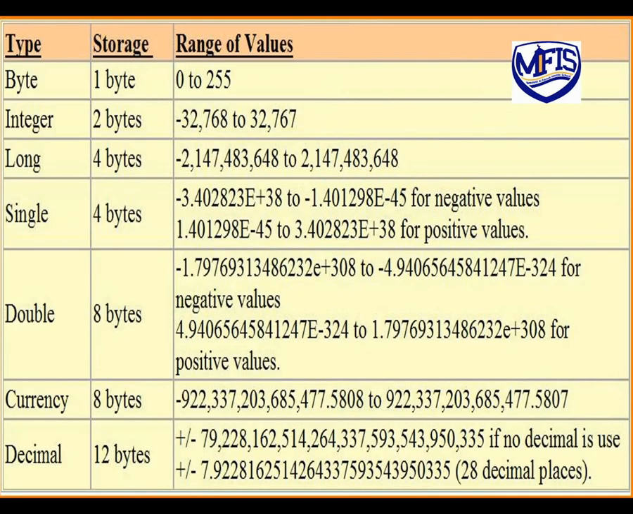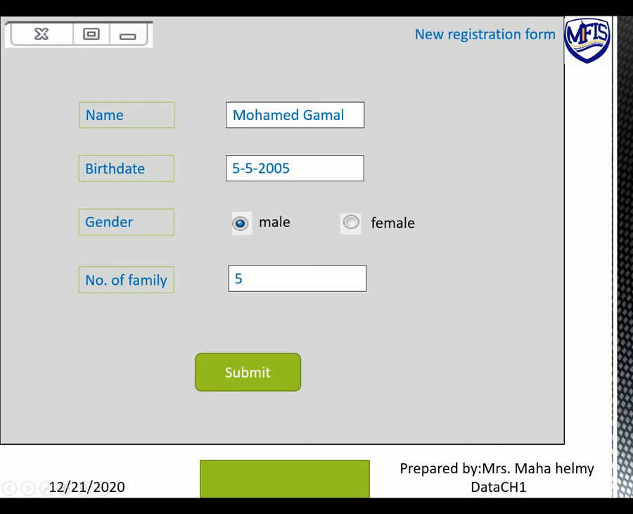This table explains each data type with its storage space and range of value. As you can see, we have different types here, and each type has its specific storage space in the memory and its range of value. But don't worry, we only care about the byte data type. This is the most important of all of them. You have to keep in mind that the byte data type starts from 0 to 255.